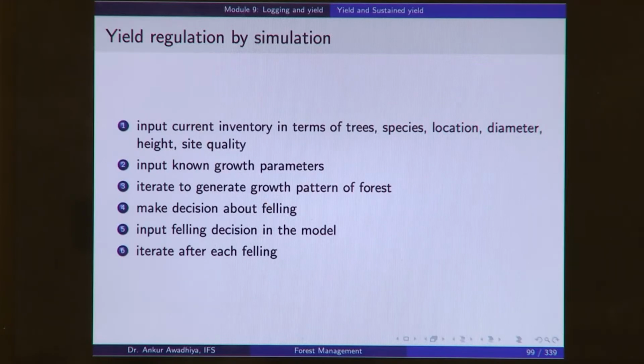And finally, we have yield regulation by simulation through computers, in which case we input the current inventory, we input growth parameters, and we iterate to generate a growth pattern of the forest. We make decisions about felling, input the felling decision to the model, and then iterate it once again. This process will go on again and again: make a decision about felling, input the felling decision, iterate.